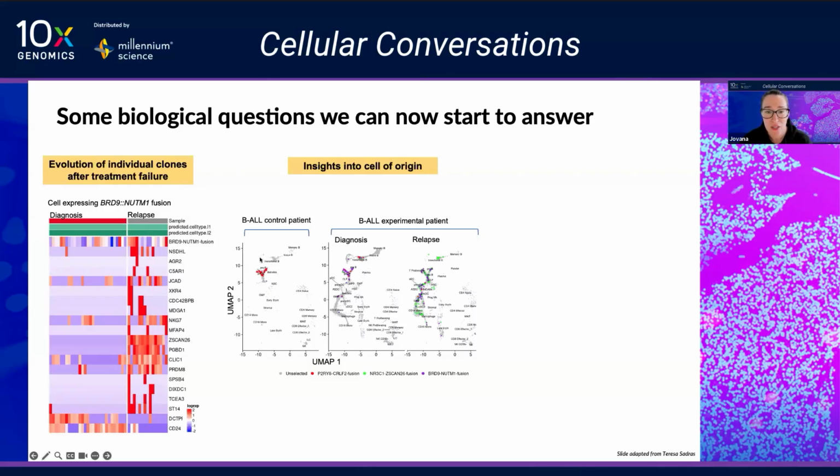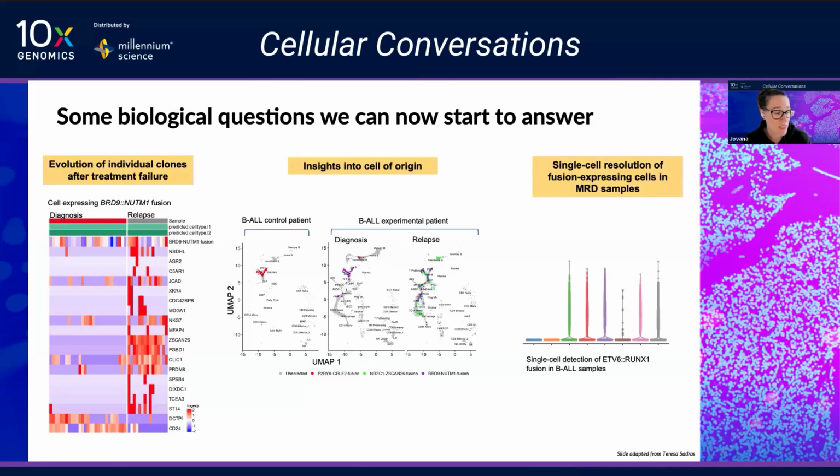So this is our control CRLF2 patient, where you see most of the fusions expressed just in the pre-B cells. And in this unusual patient, we do see the fusion expressed in other cell type lineages, which fit with other clinical details of the patient. So it's very exciting to be able to see this at the single cell level.